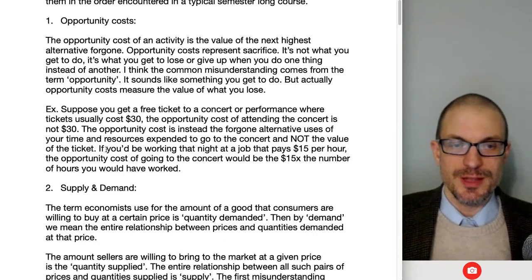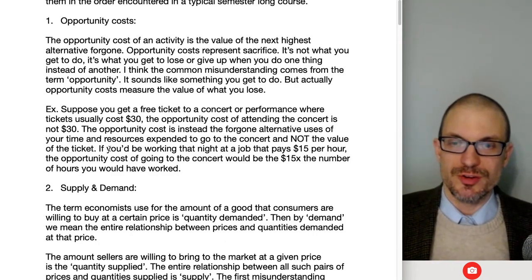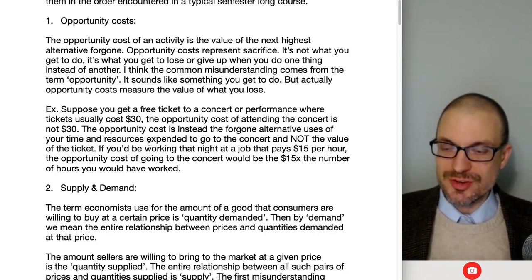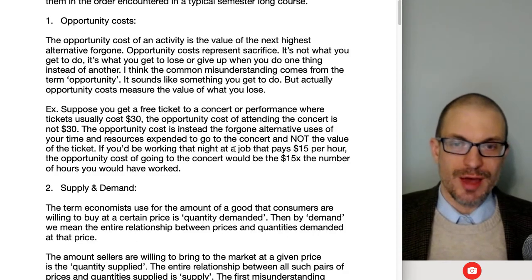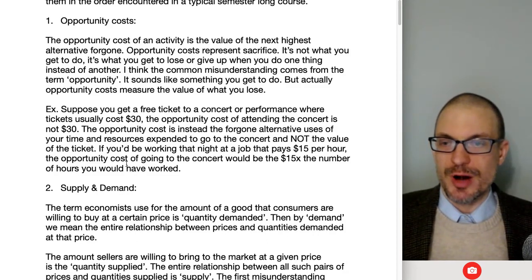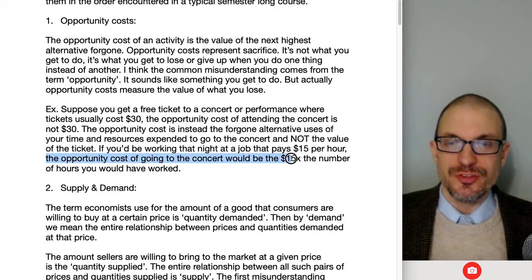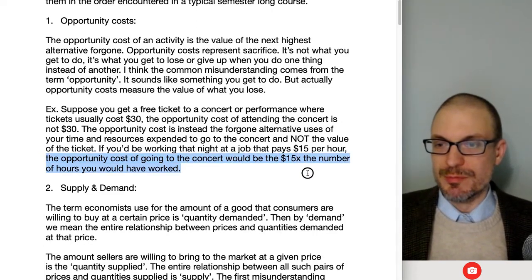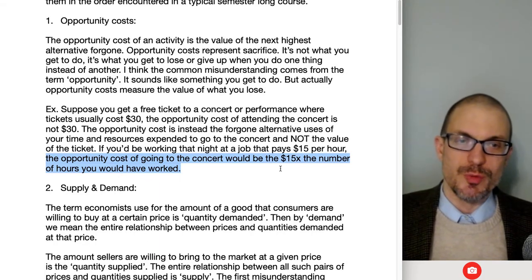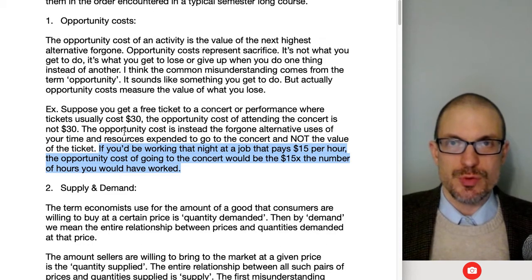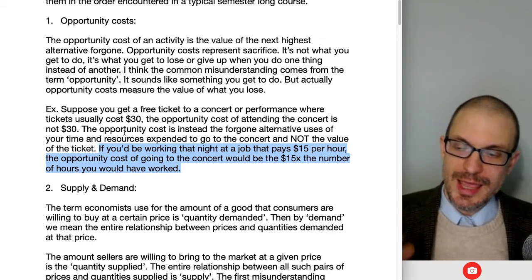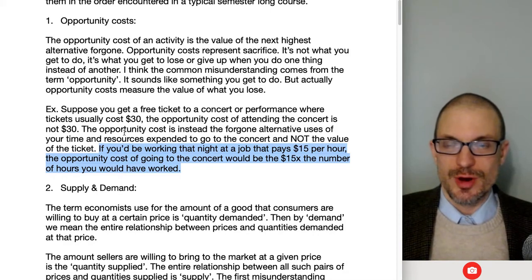Some examples can be a little bit easier to quantify. For instance, rather than just this abstract value of the time you'd be spending otherwise, maybe you have a job that pays $15 per hour. Then the opportunity cost of going to the concert would be $15 times the number of hours you would have worked. This way we could quantify exactly the value of the time that you've lost. But more generally, it's the alternative uses of the resources that you're not able to apply to those other things.